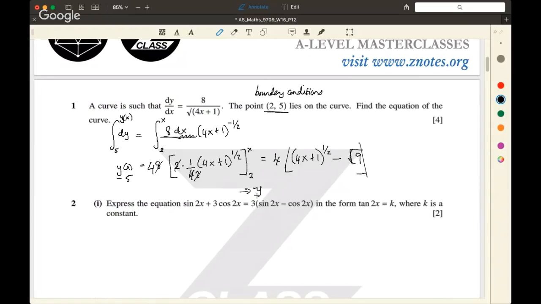So this gives us that y of x, and then we take the 5 over, is 4 square root of 4x plus 1 minus 4 square root 9 plus 5. And that's the final solution. Well, actually, the final solution would be to replace that by 3, and then this last bit becomes minus 12 plus 5, which is minus 7.